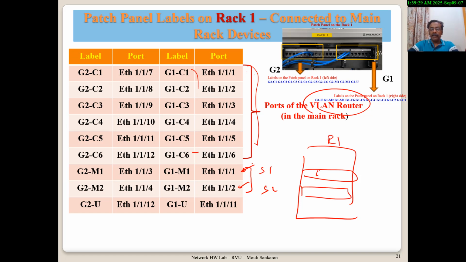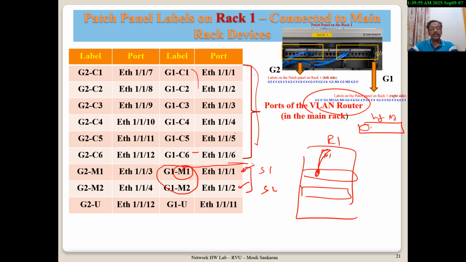That is the reason it is first taken to this M1 patch panel, and then connected to the 48 port management switch. Remember, these 2 patch panel connections are connected to the management switch. All of these 6 are connected to the VLAN router. This is how the patch panel connectivity works.